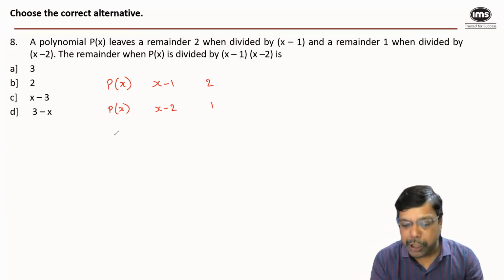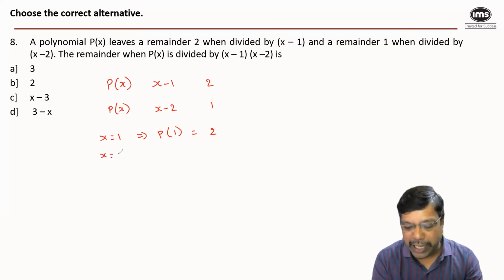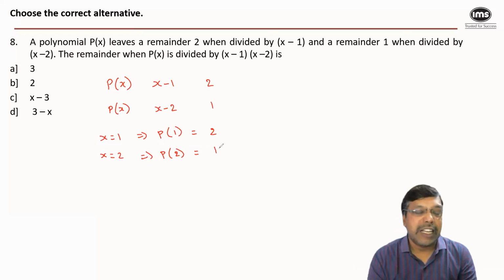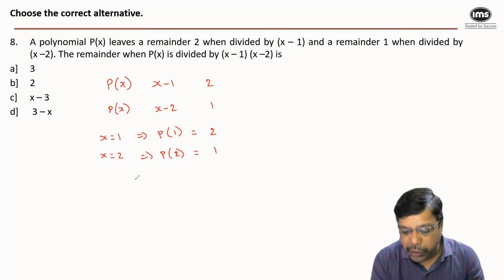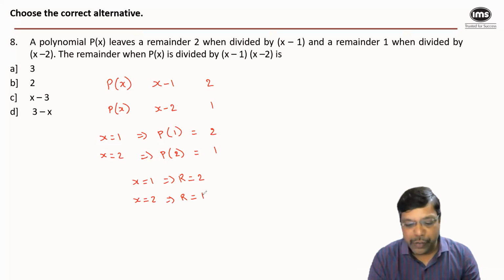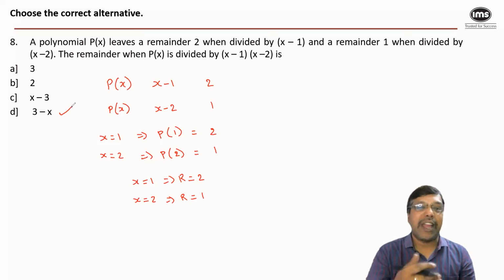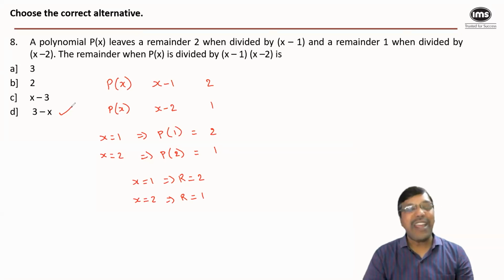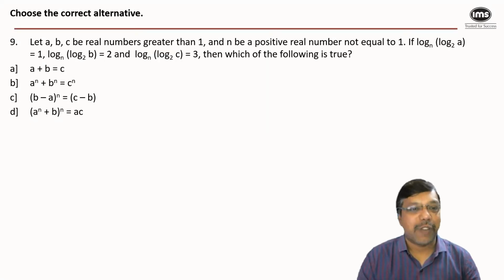Meaning, if I substitute x equal to 1 in p of x, that is p of 1, the remainder must be 2. And if I substitute x is equal to 2 in p of x, that is p of 2, should leave a remainder of 1. Now let us see which answer option satisfies these two conditions. So substituting x equal to 1, I need to get a remainder of 2, and substituting x is equal to 2, I need to get a remainder of 1, which is satisfied only by option D. Hence, the remainder when p of x is divided by (x minus 1) into (x minus 2) will have to be 3 minus x.